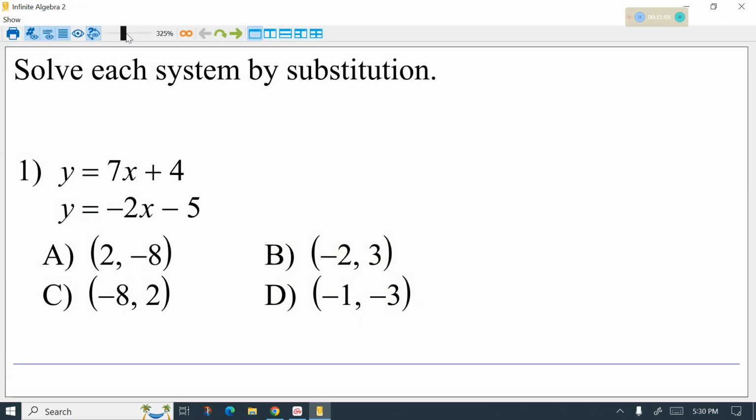So pause the video, solve it either way, but if I was you, I'd do it by process of elimination. So plug these numbers in and see if they give us what we need to get. Okay, I'm hoping that you paused it and have an answer. If I was to select it, I hope that you selected D, -1, -3.